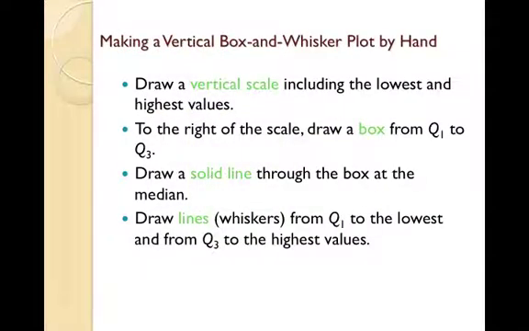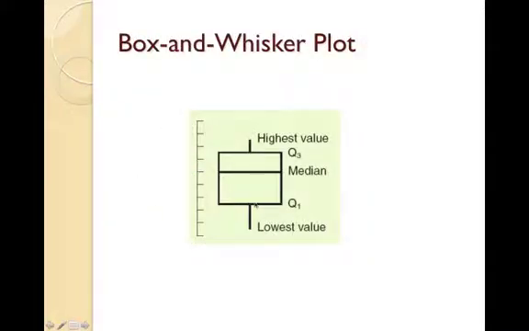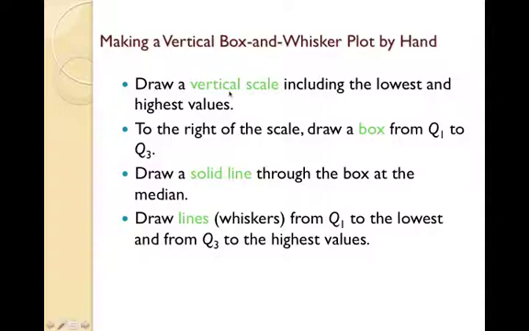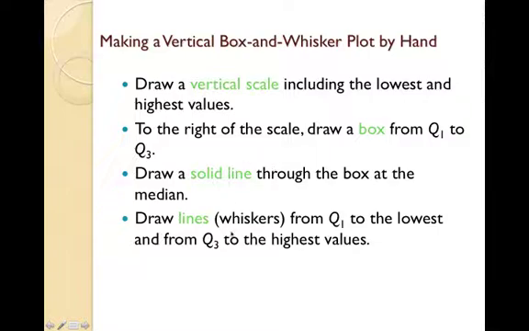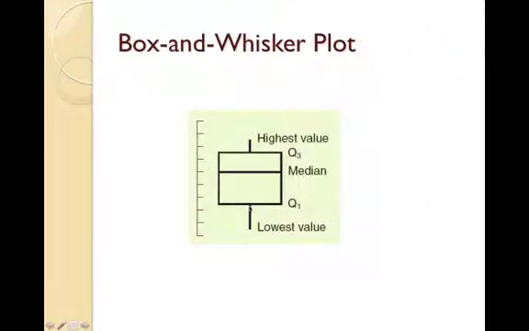To the right of the scale, draw a box from Q1 to Q3. See how it's a nice little box there? Draw a solid line through the box at the median. Let's look at what that looks like. You have a little horizontal line right at the median, showing where the median is. And then you're going to draw lines, the whiskers, from Q1 to the lowest and from Q3 to the highest values. So here's our whisker going from Q1 to the minimum, or lowest value, and our whisker going from Q3 to the maximum, the highest value.